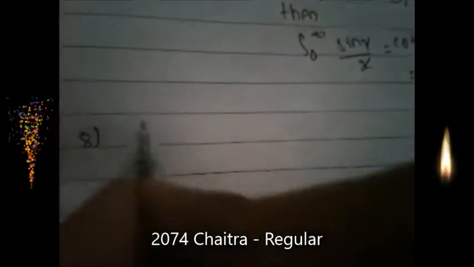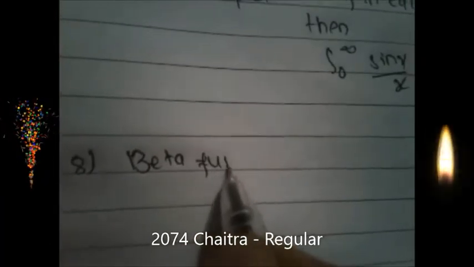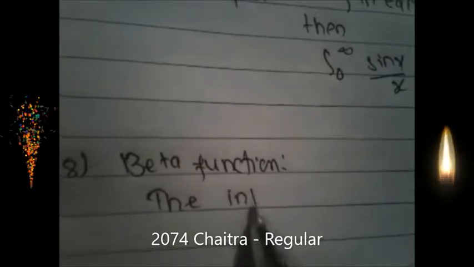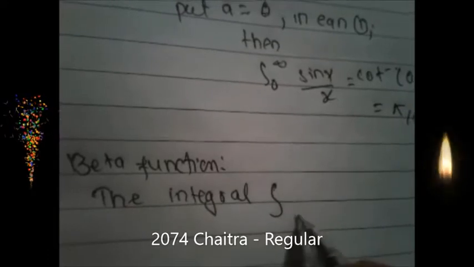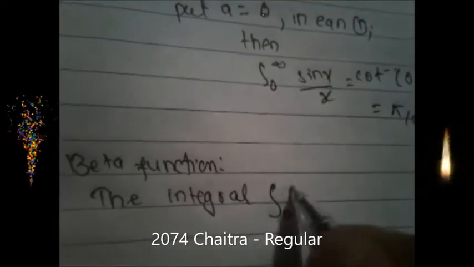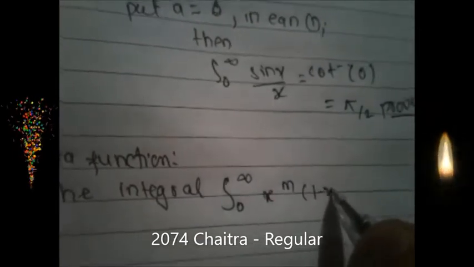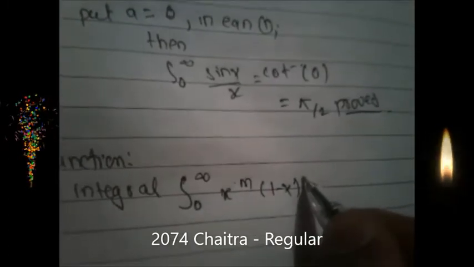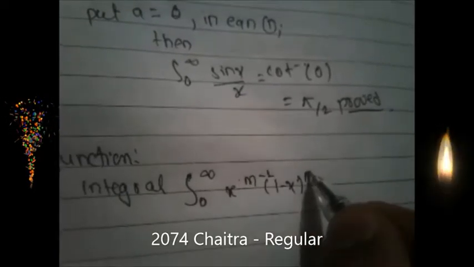We define the beta function as the integral from 0 to infinity of x to the power m minus 1, times 1 minus x to the power n minus 1, dx.